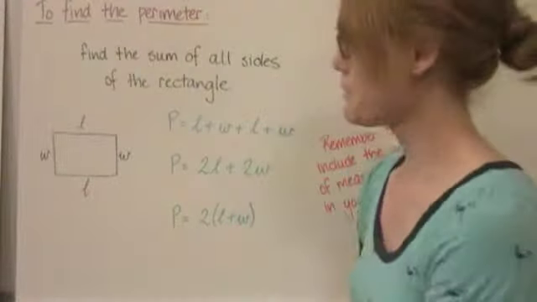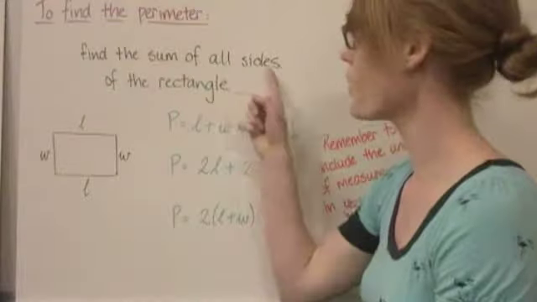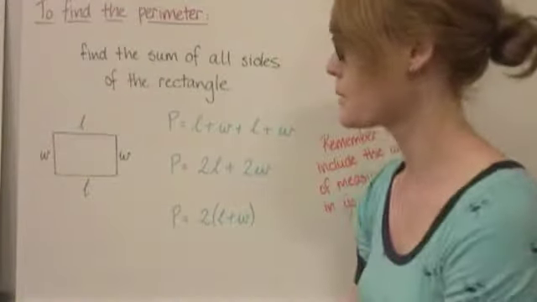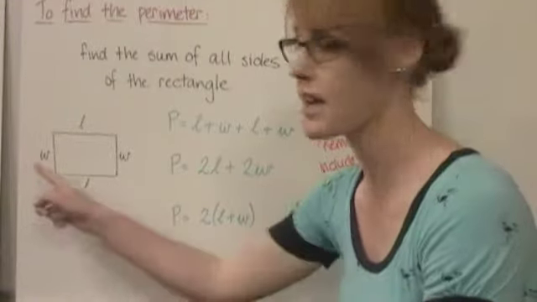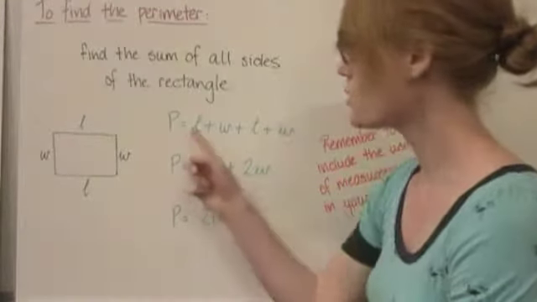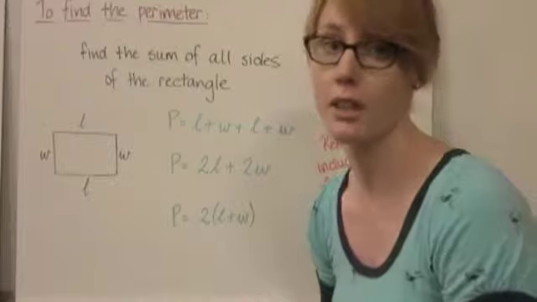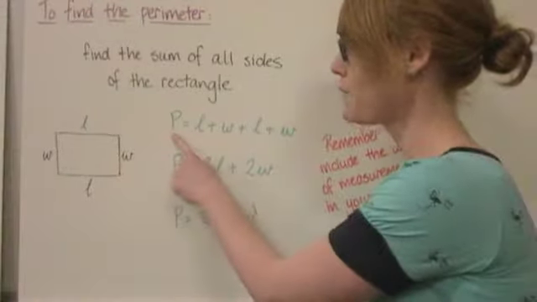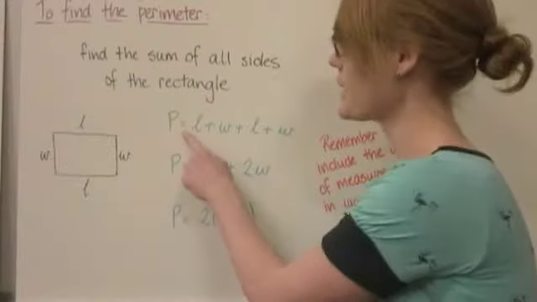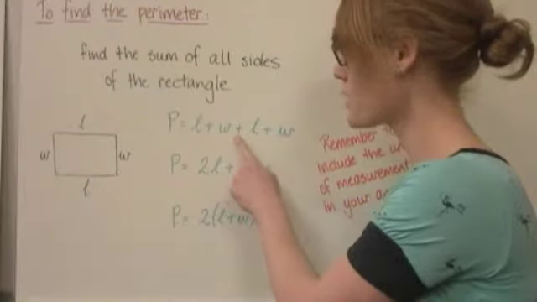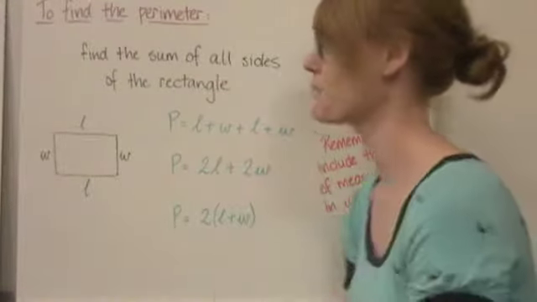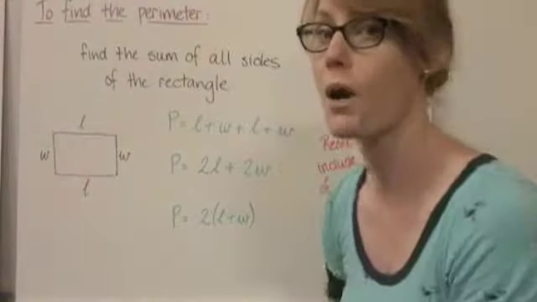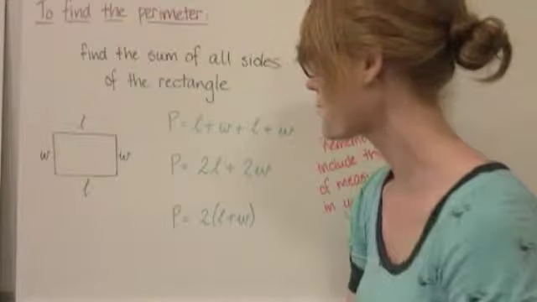So to find the perimeter, we must find the sum of all sides of the rectangle. So here we have a rectangle, and as we know, a rectangle has two lengths and two widths. So there are a few ways that we could write the formula that helps us find the perimeter of a rectangle. We could write P, standing for perimeter, equals length plus width plus length plus width, knowing that we have covered all of our measurements as we go around the outside of the rectangle.